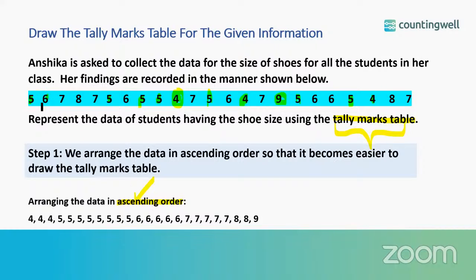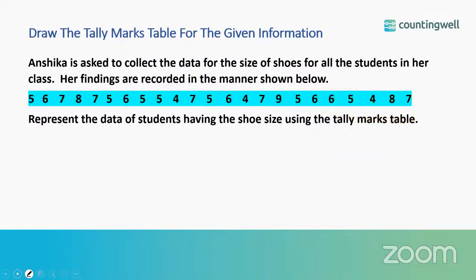Then we have 6, 1, 2, 3, 4, 5. Then we have 7, 1, 2, 3, 4, 5. At the last you have 8 and 9. 1, 2. 2 times 8 and 1 time 9. So count the number of observations here also and the number of observations in the question. If the total number is the same, then you have not missed any observation.